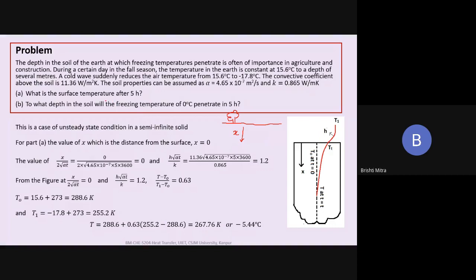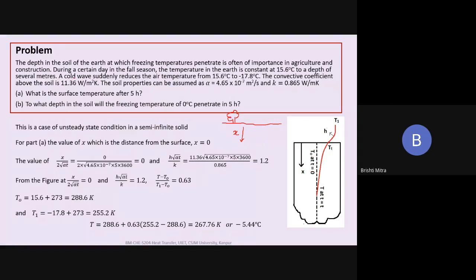So what did they say? During a certain day in the fall season, which essentially means autumn, a temperature in September, October, the temperature in the earth is constant at 15.6 degrees centigrade to a depth of several meters. So wherever we look, the temperature is 15.6 degrees centigrade inside the soil.